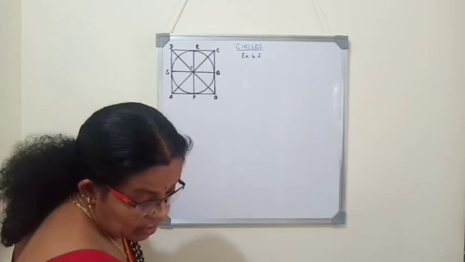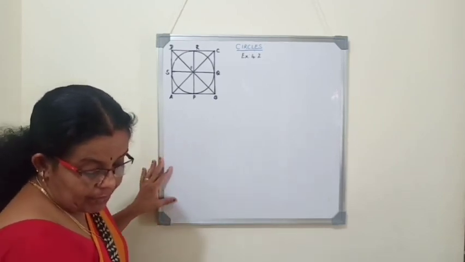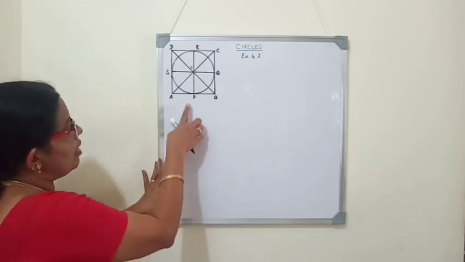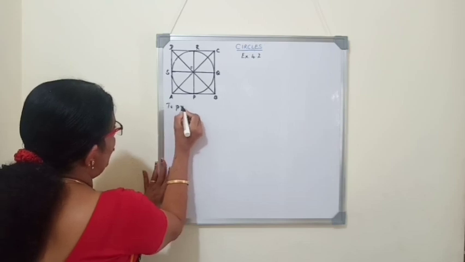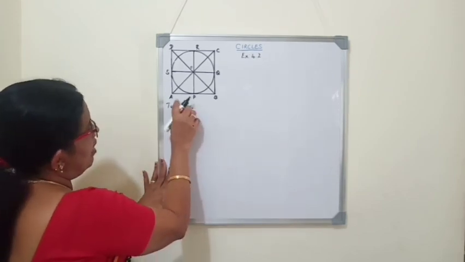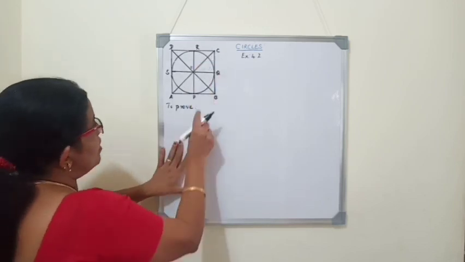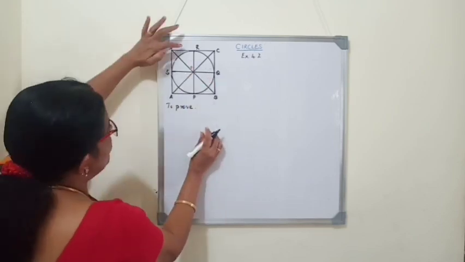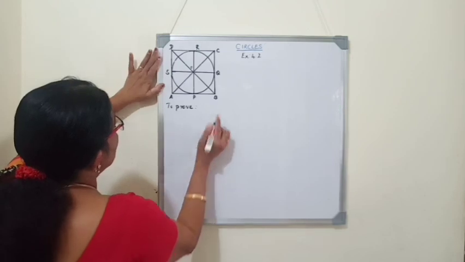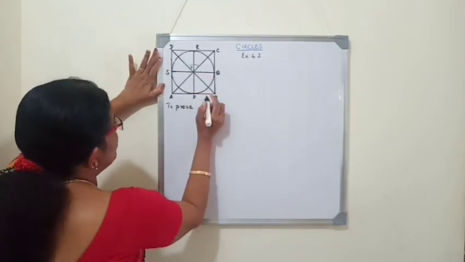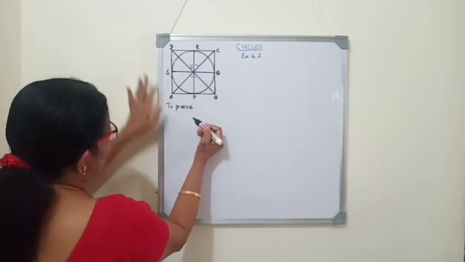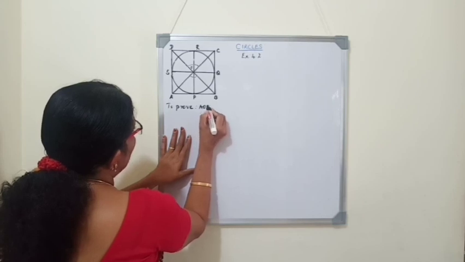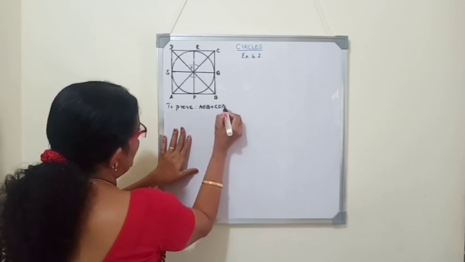We have to prove that the opposite sides of the quadrilateral circumscribing a circle subtend supplementary angles at the center. So here what we have to prove is about opposite sides. Which are the opposite sides of the quadrilateral? AB and DC are opposite sides. Opposite sides subtend supplementary angles at the center. Subtends means it is facing. So this side is facing this angle at the center, that is COD, and AB is facing angle AOB. So we have to prove that the sum of these two angles is supplementary, that is angle AOB plus angle COD is equal to 180 degrees.